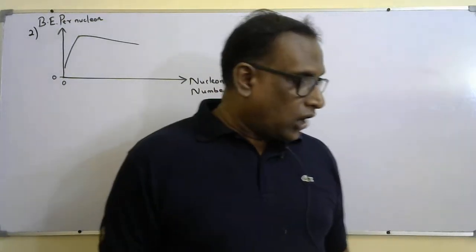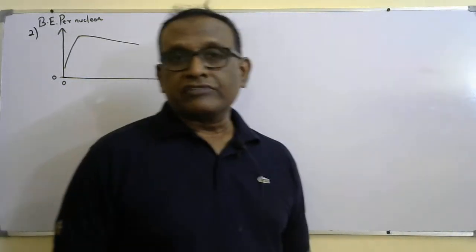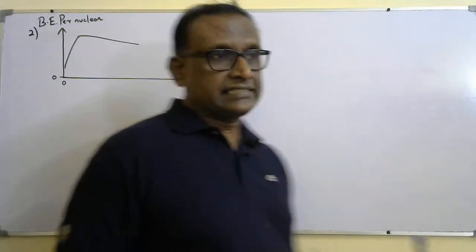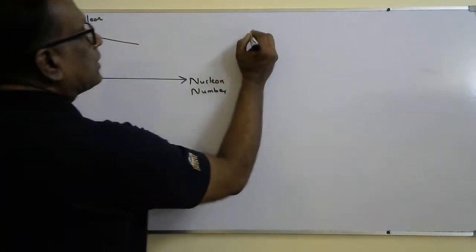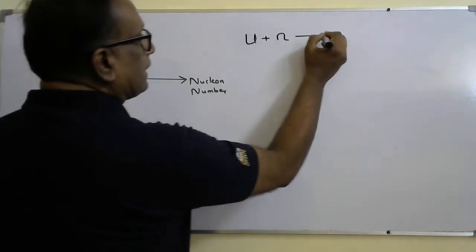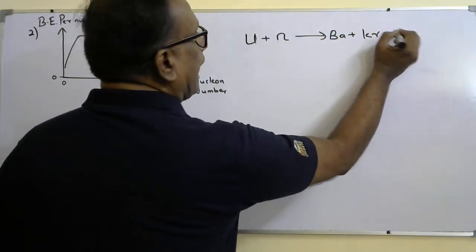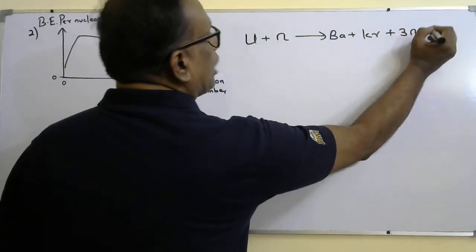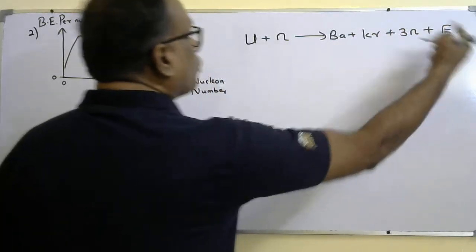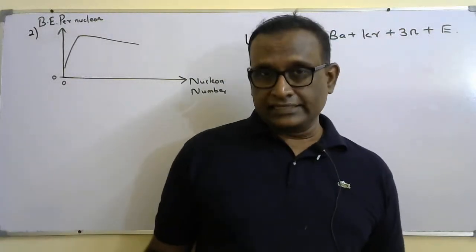So how do we find the energy released? We normally find it in two different ways. For example, I'll take a fission reaction. A uranium nucleus absorbs a neutron and becomes barium and krypton, and emits 3 neutrons with energy release. How can we find the energy release? There are two different methods.